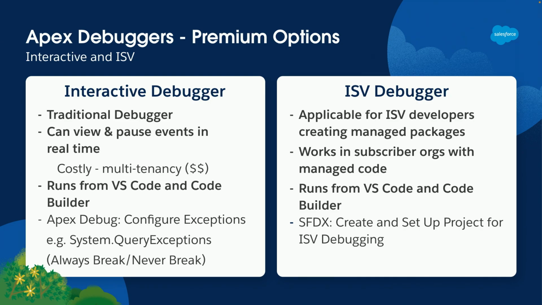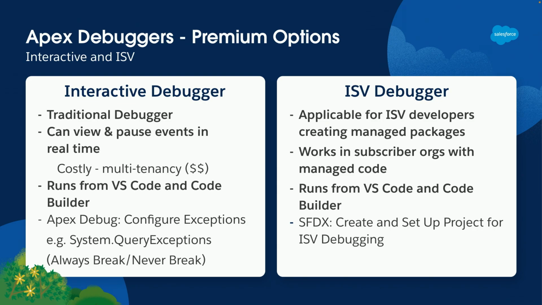So what's the difference? With these two options, the interactive and ISV debuggers, this works in real time. If you have worked with any other language and debuggers, that's what you would expect, to stop and pause events in real time. So the interactive debugger and ISV debugger provide you that option. However, due to the multi-tenancy nature of Salesforce orgs, it's very difficult and a costly affair to stop events in real time. So that's why these two are our paid options.